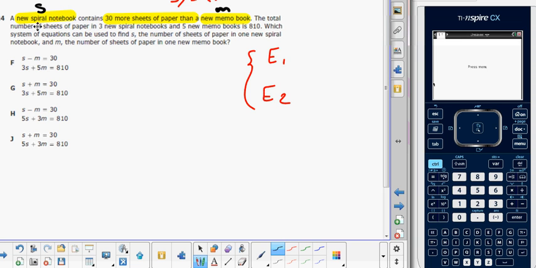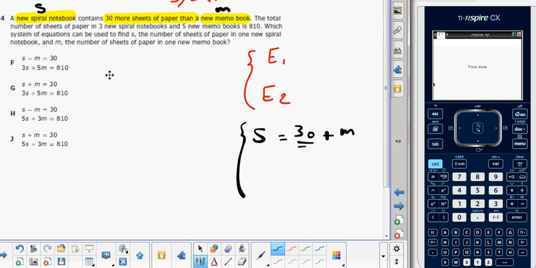So they said a new spiral contains 30 more sheets of paper than a new memo book. So what's the first equation? What does more mean? So the spiral S equals what? Equal 30 plus M, because S is 30 more than M. So if you take the new memo book and add 30 pages, that's how many pages are in the spiral notebook. So this is the first equation.